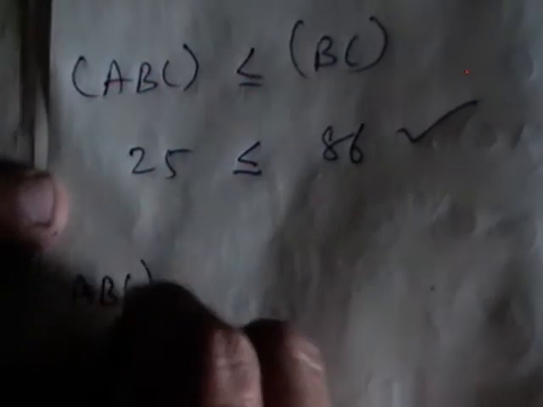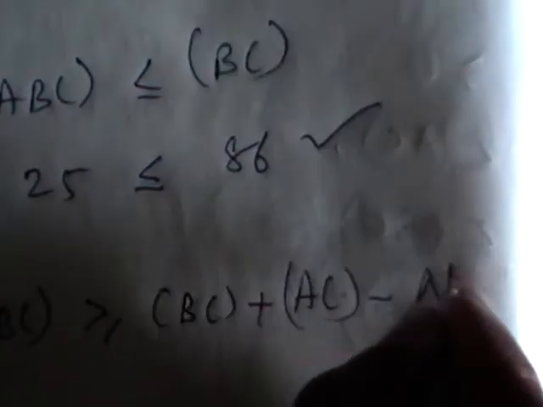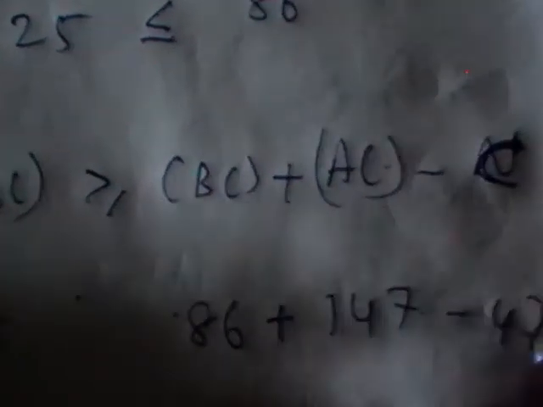Let us go to the next bunch of conditions, which are ABC greater than or equal to BC plus AC minus N minus C. So here you have 25. What is BC? BC is nothing but 86. What is AC? 147, minus 470. Clearly 25 is greater than minus 237. So this condition is also satisfied.